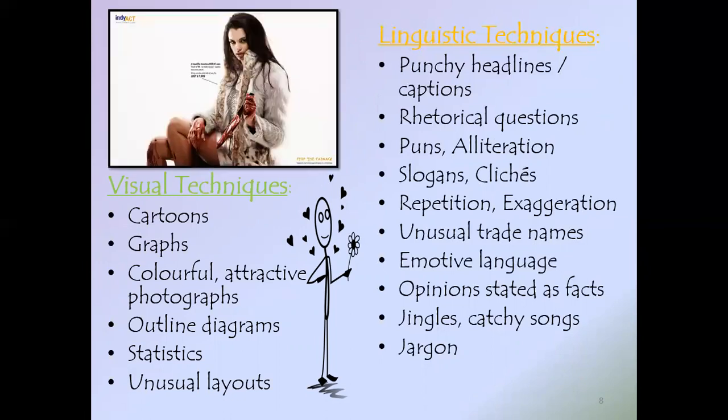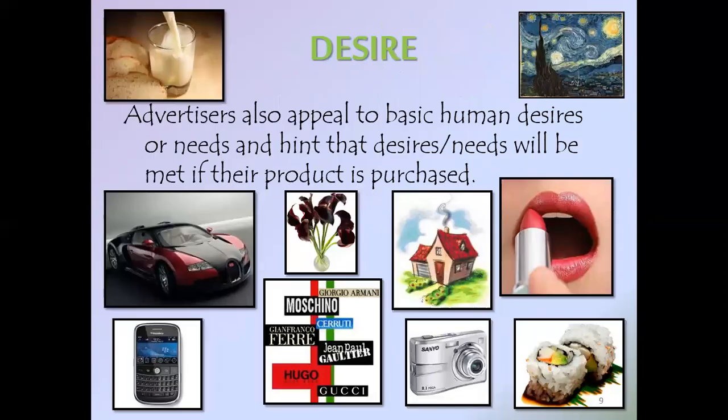And then desire. Advertisers also appeal to basic human desires or needs and hint that those desires and needs will be met if their product is purchased. This is where they create an opportunity for the consumer to see themselves using or in this product. If you think about the fancy car that associates with wealth, or the latest makeup, or Axe attracting the opposite gender, these all help you to see yourselves as, okay, if I buy this product, I'm going to improve this and this in my life.